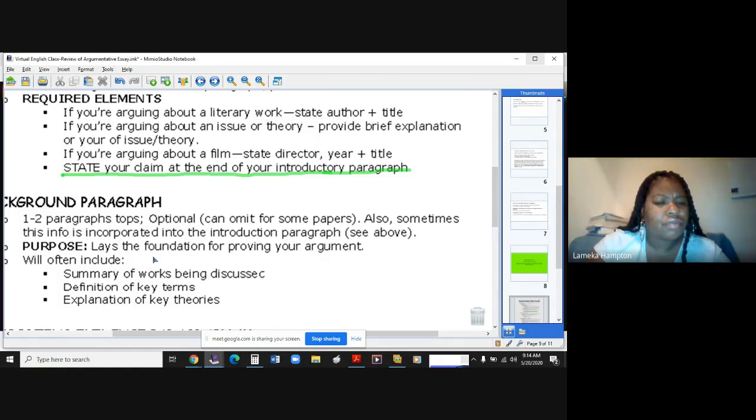So it says 1 or 2 paragraphs tops. You don't need that. And of course, the goal of the introductory paragraph is to lay the foundation of proving your argument. So the introductory paragraph is basically like your foundation. And think of it as building a house. It is your foundation. And every time you have a reason with evidence, you're building.